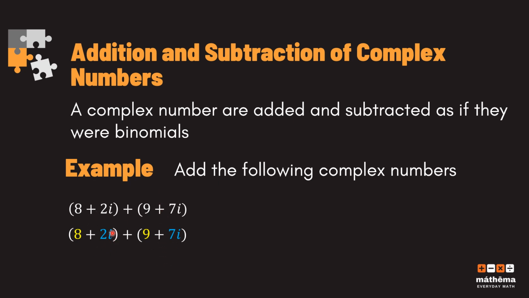So again, when we add binomials, we actually add like terms. So in this example, what are like terms? We have the real part and the imaginary part. So we will write 8 plus 9, plus 7i plus 2i. And then what is 8 plus 9? That will just give us 17. And then 7i plus 2i is just 9i. So therefore, this is our final answer.